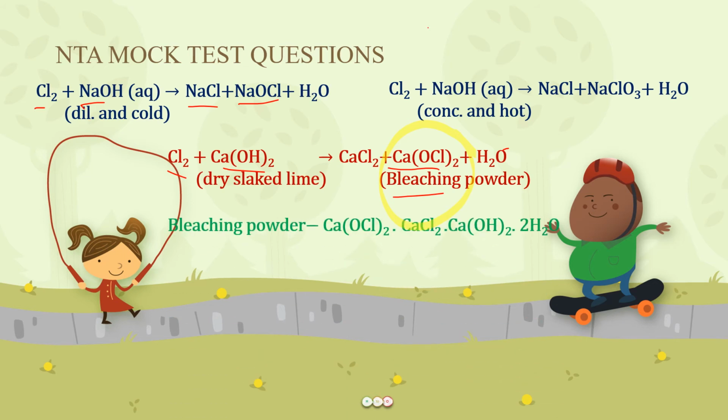What is going to be the correct composition? Along with calcium oxychloride, some calcium chloride will also be formed, so that will also be present. Some of the unreacted slaked lime will also be present, and along with that, water molecules as water of crystallization, 2 of them, will also be present. So this is the correct composition of bleaching powder. This is also one type of question that is asked, so this will be important for you.